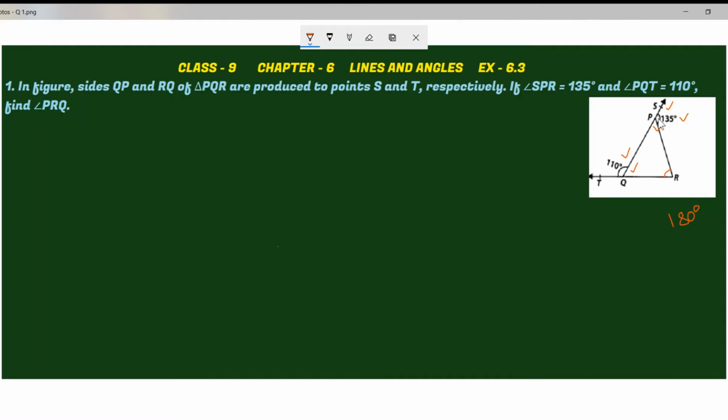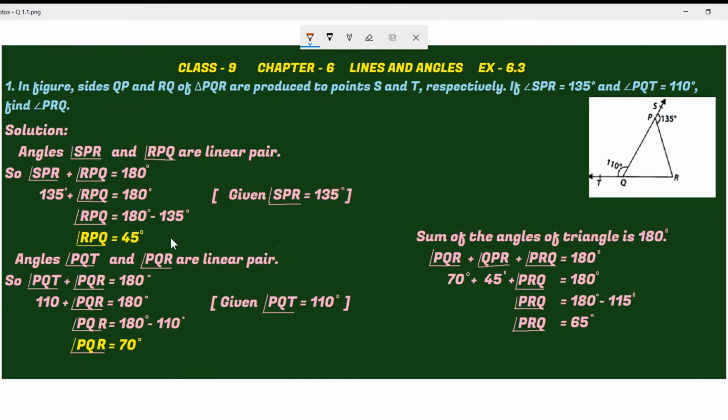By using the linear pair property, we are going to find out the angle QPR and angle PQR. Let's find out. The solution is: angles SPR and RPQ are a linear pair, as I told earlier. So if you add these angles, you will get 180 degrees. So I have written angle SPR plus angle RPQ is equal to 180 degrees.